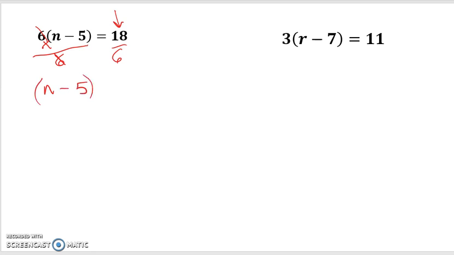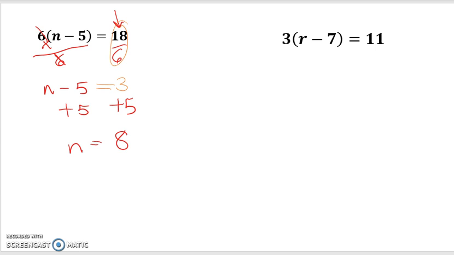I know that there is a 1 in front, but really it's pointless writing that because 1 multiplied by anything just keeps it the same. So there really is no point writing 1 brackets n minus 5. So we've got n minus 5 and then 18 on 6 equals 3. Keep changing my colours. And then it becomes a super simple one-step equation. So we'll just add 5, and I get n equals 8.